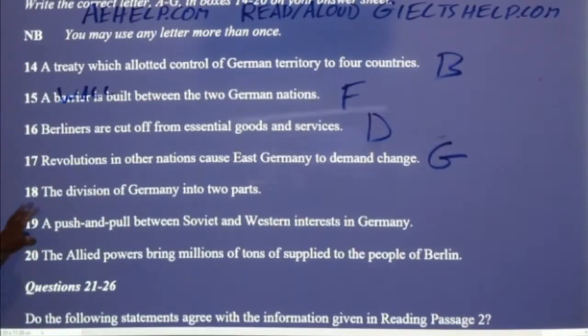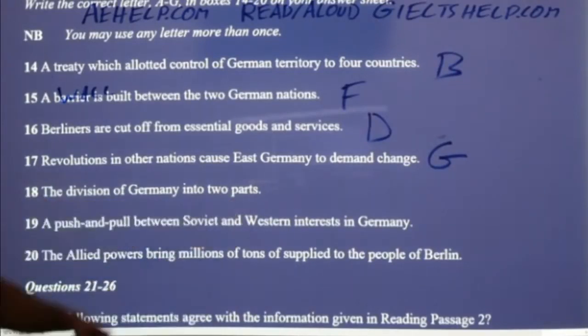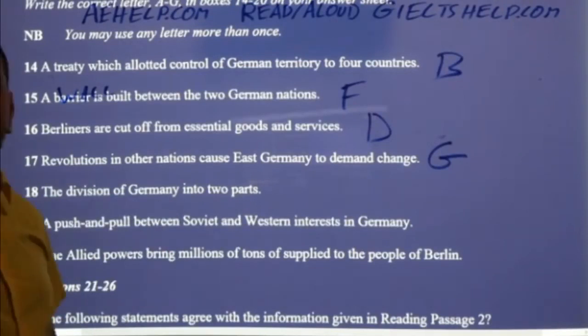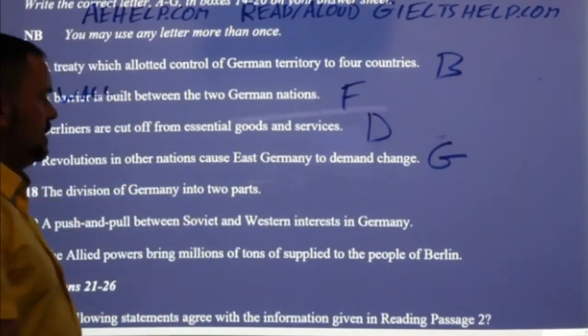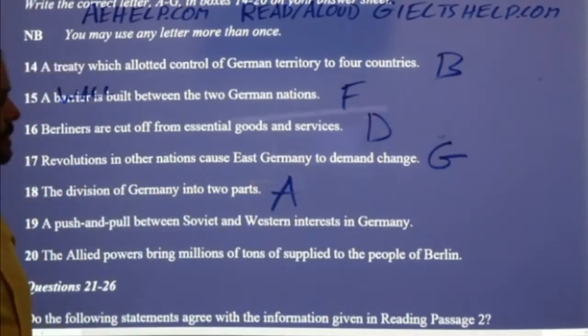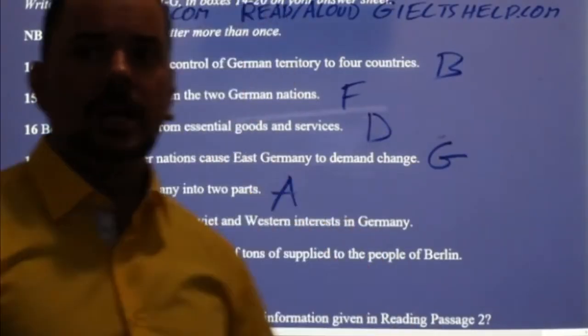Okay, 18, the division of Germany into two parts. So where Germany is divided into two parts. That one should be pretty easy. Hopefully everybody gets that one. Okay. Yeah, very good, Abhishek. Very good, Bhumi. That was the introduction, right? Following World War II, Germany is divided into two parts. That's the introduction. Very nice.